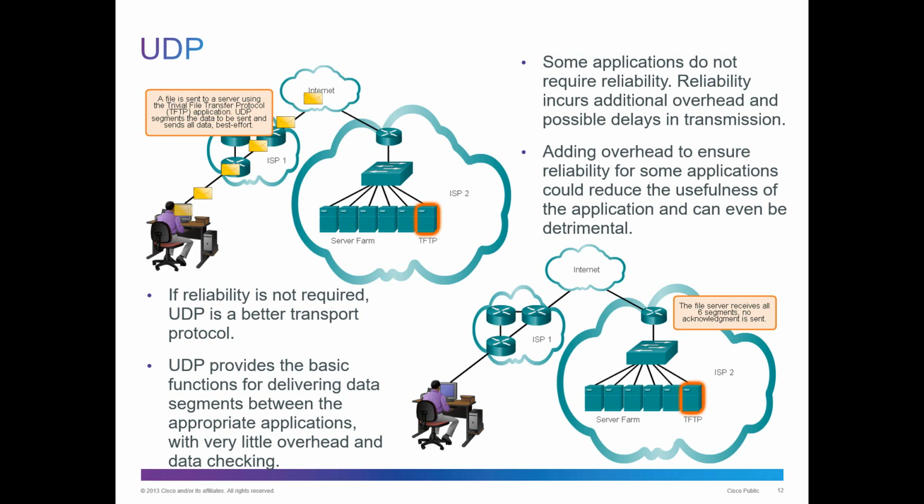UDP doesn't really care about any of that. It's just going to send your data. Reliability is not something that you're going to care about too much with UDP. So you don't get confirmation back that a packet or segment was received in the correct order, that it was received at all. You're just going to keep sending out data and hope for the best results, essentially.